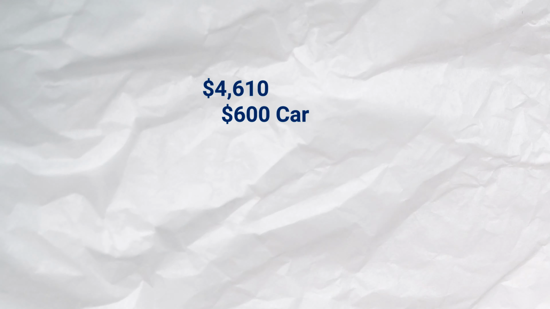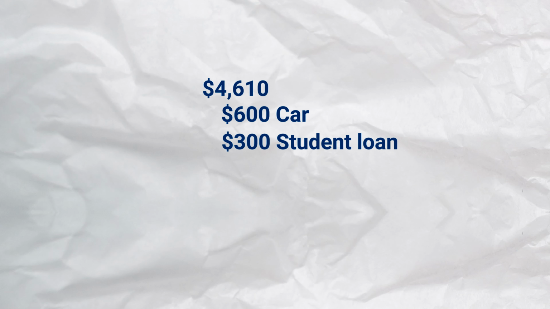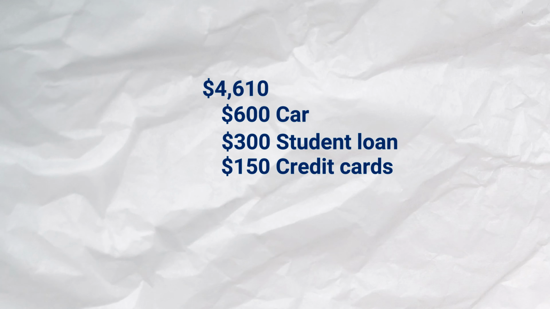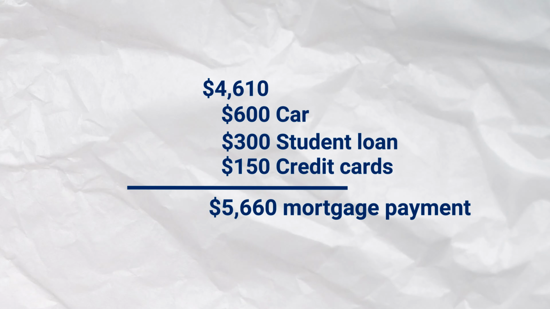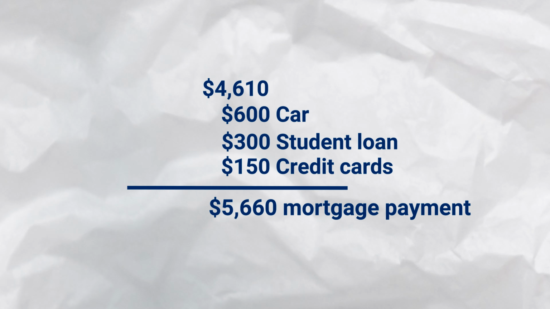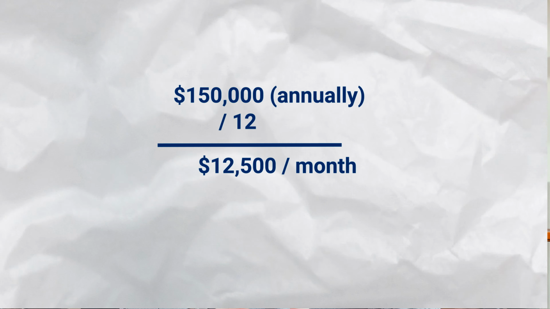Now let's consider some buyer's debts. Let's say you have a car payment of about $600 a month. Let's say a student loan payment of $300 a month. And let's say credit card minimum payments are $150 a month. We add these monthly debt payments into our mortgage payment. So it's going to give us total monthly debt expenses of $5,660. Let's say our home buyer or buyers are earning $150,000 or $12,500 monthly in gross income.